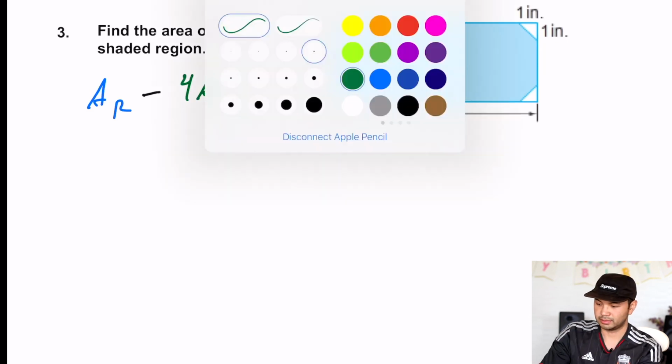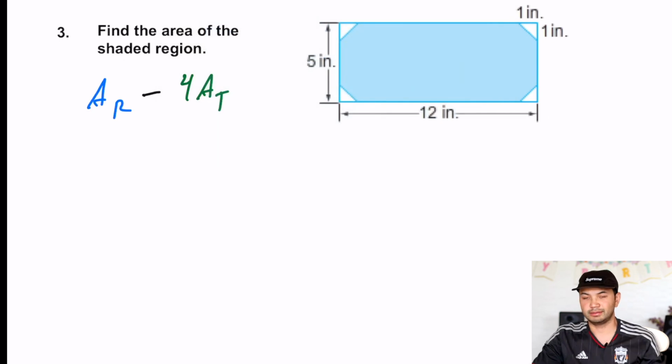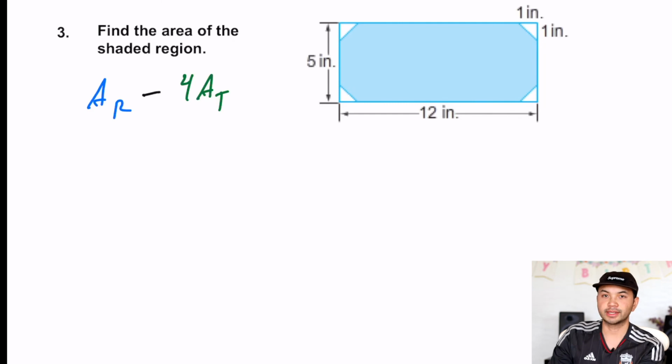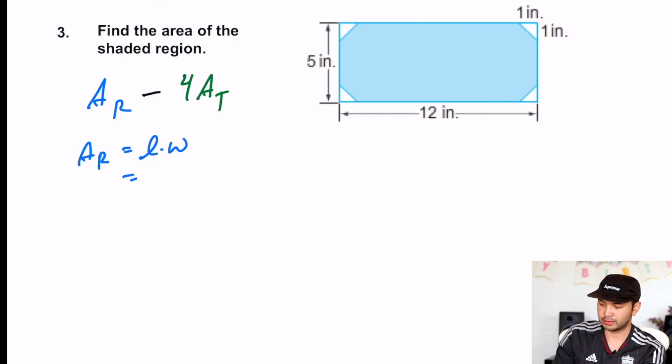Let's do this. Let's get organized. This is like step 1 of doing compound figures or composite figures, is to get organized. Otherwise, you're going to forget stuff and you're going to put the answer too early. Area of the rectangle is going to be length times width, and that's pretty straightforward. It's going to be 12 times 5, so that's 60 square inches.